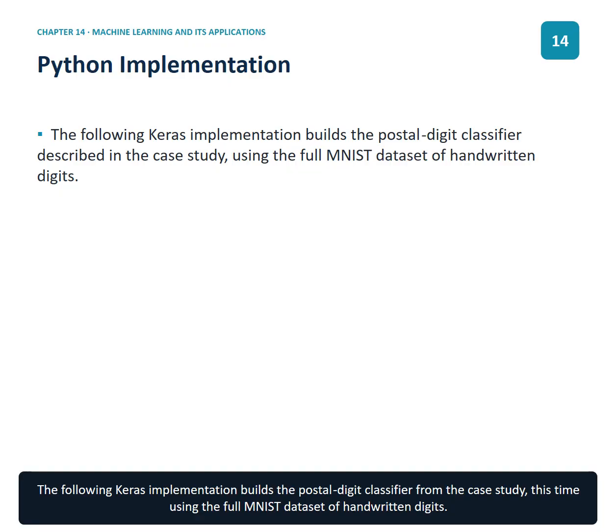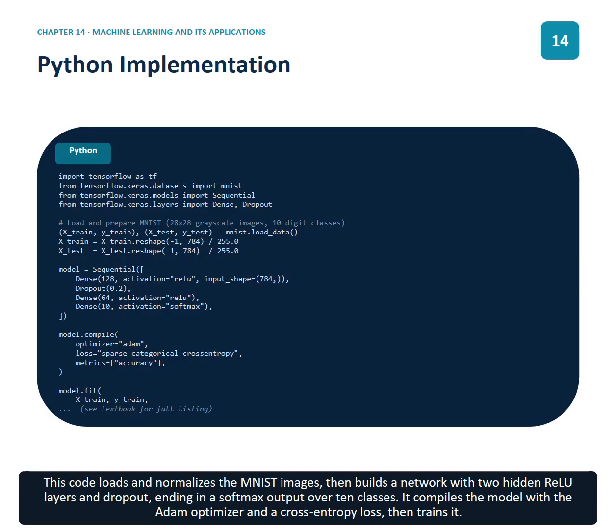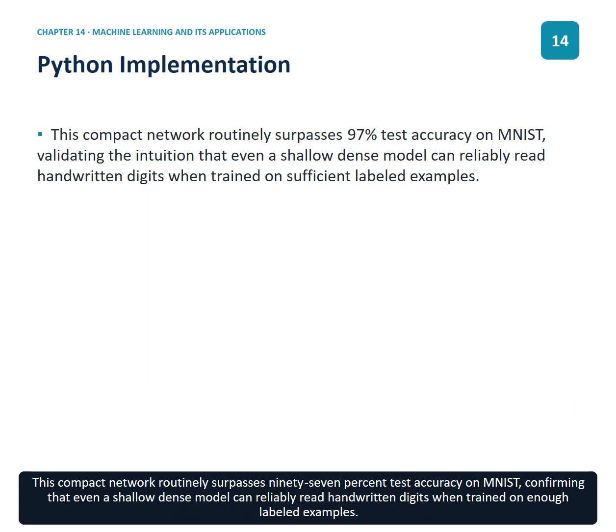The following Keras implementation builds the postal digit classifier from the case study, this time using the full MNIST dataset of handwritten digits. This code loads and normalizes the MNIST images, then builds a network with two hidden ReLU layers and dropout, ending in a softmax output over 10 classes. It compiles the model with the Adam optimizer and a cross-entropy loss, then trains it. This compact network routinely surpasses 97% test accuracy on MNIST, confirming that even a shallow, dense model can reliably read handwritten digits when trained on enough labeled examples.